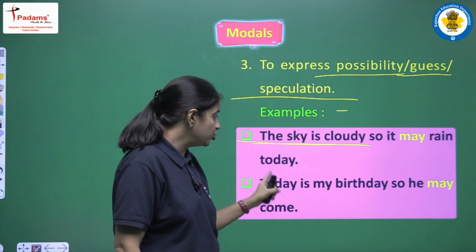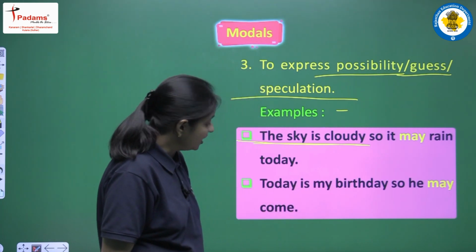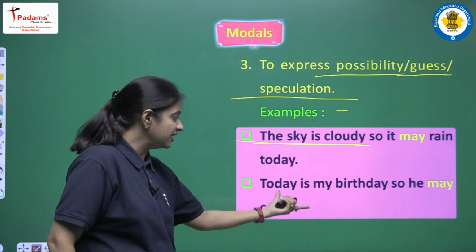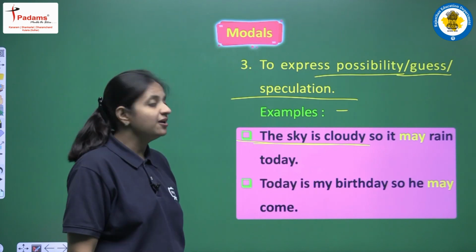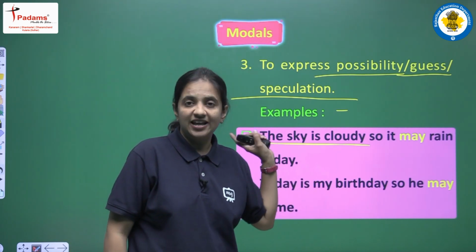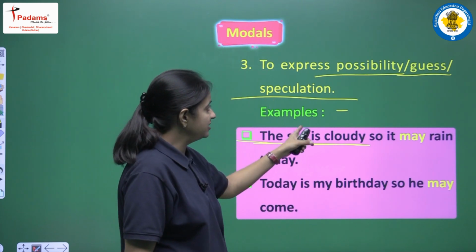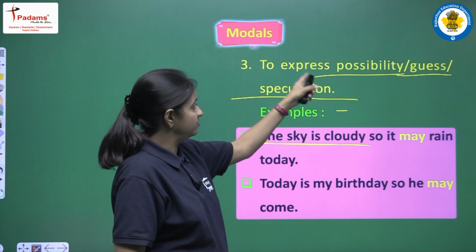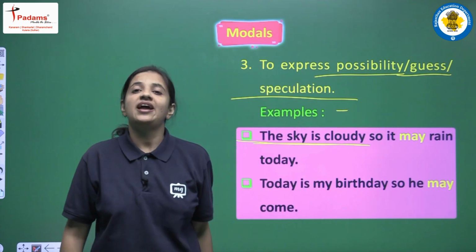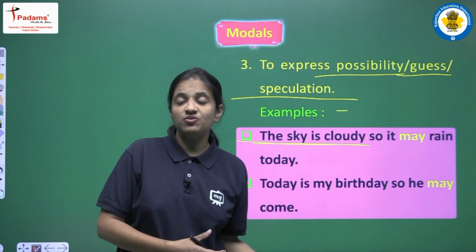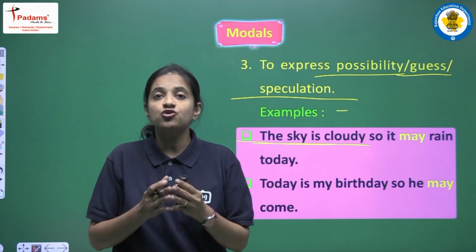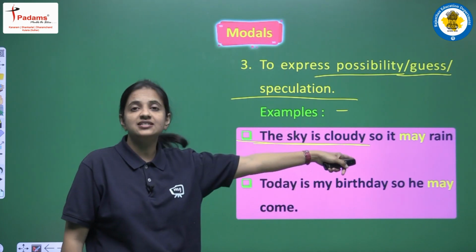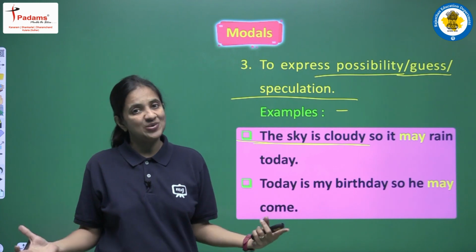Next example is, today is my birthday, so he may come. So again we are having a guess, we are guessing something, that because it's my birthday today, he may come, right? So this is the next use of may. So here may is used to express, to denote possibility, guess and speculation. And the possibilities that are expressed with the help of may are very strong possibilities, like this example, because the sky is full of clouds, there are so many clouds in the sky.